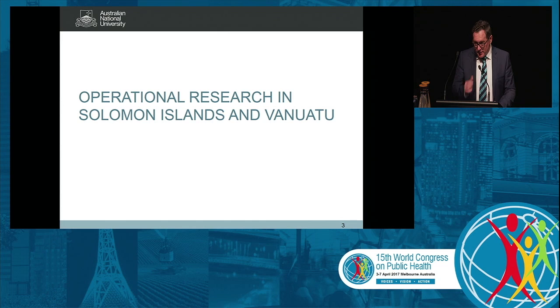I'm going to illustrate the application of spatial decision support systems in two different settings. One is Solomon Islands and Vanuatu, which, as Stephen mentioned, is one of the countries where malaria incidence has not been going down as rapidly as in other parts of the region. And the other example is going to be Bhutan, where we have seen significant reductions in malaria burden and nearing elimination.